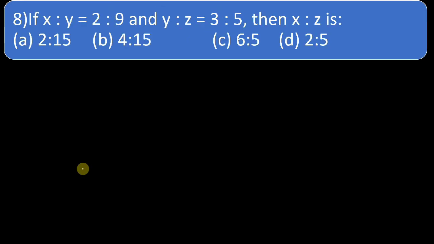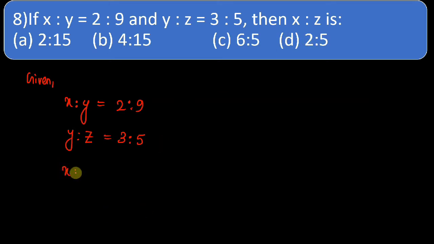Next, let's proceed further. Now we are given that x is to y as 2 is to 9 and y is to z as 3 is to 5. So you can see here we are told to find the ratio of x is to z. x is to z we have to find.